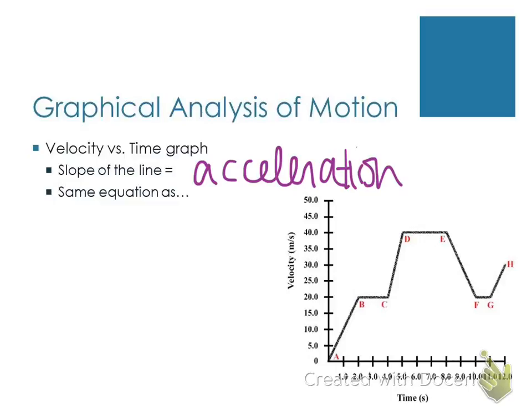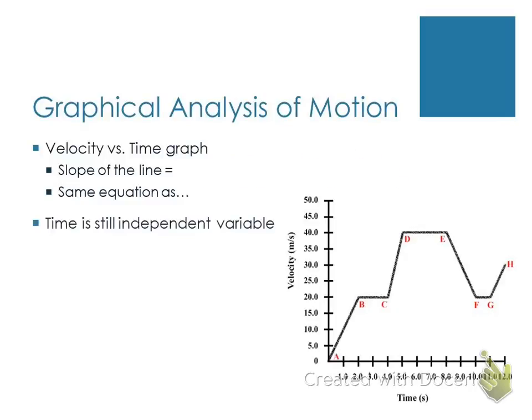Okay, the slope of the line on a velocity versus time graph tells us acceleration, how fast our velocity is changing. Okay, time's still the independent variable. There's nothing else on there I need you to see.